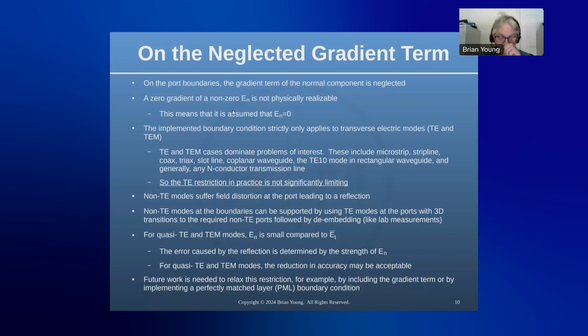Eventually, I'd like to relax this restriction. One way would be by including the gradient term somehow. That would either require my understanding of FEM to greatly increase to implement that myself, or it would need to be added by the FEM team. Or I could implement a perfectly matched layer boundary condition to completely absorb reflections, so that the distortion caused by the TM field at the ports would not occur.